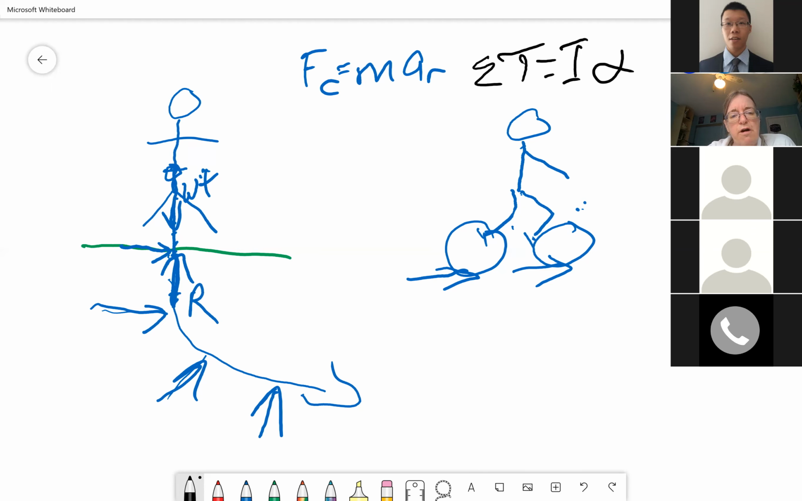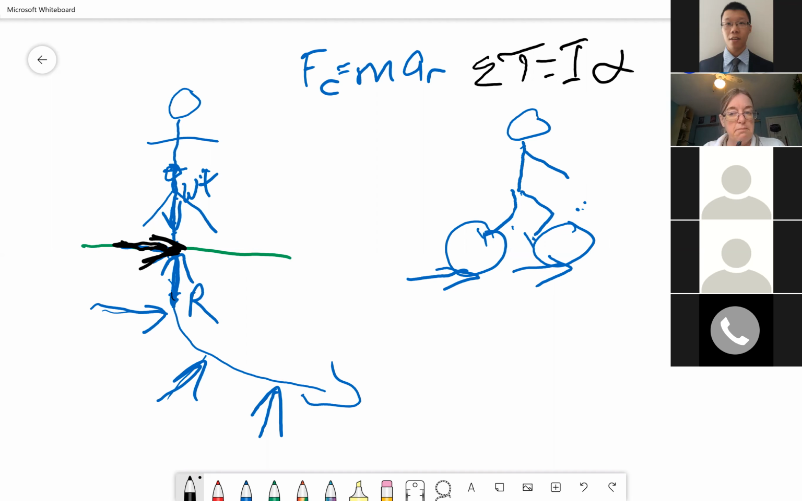And so if R is pushing directly up towards the center of gravity, which it will be if you're perfectly upright as you go around a corner, then R is going to point directly into the center of gravity, and there's not going to be any torque, right? It's not going to cause a torque. However, if you are actually going around this corner, you need to have this centripetal force. This centripetal force must be there for you to go around the corner.